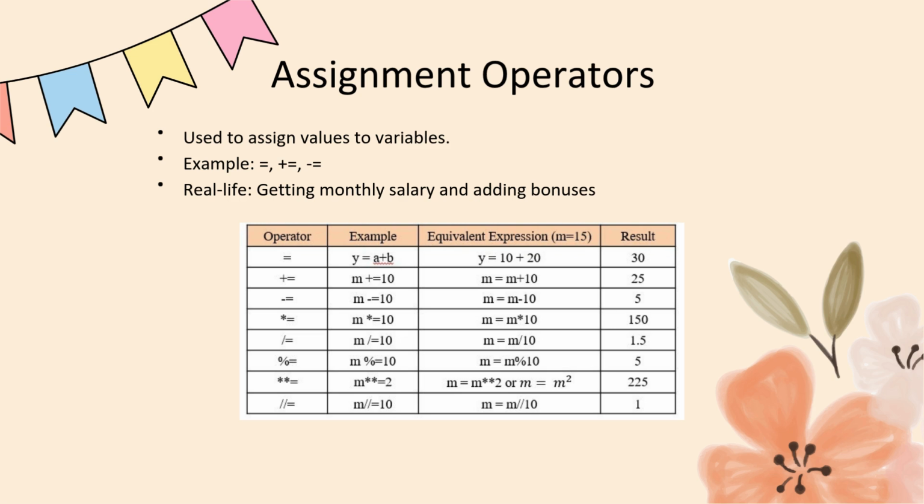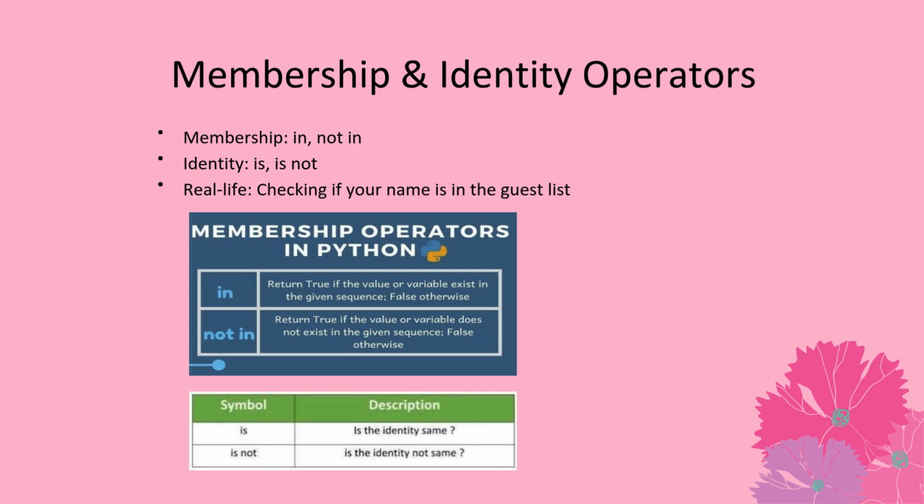Now let's talk about something super intuitive, membership operators in Python. These are used to check if a value exists in a sequence like a string, list, tuple, or dictionary. Python gives us two keywords for this: in and not in. The in operator checks if a value exists in a sequence. It returns true if the item is present.